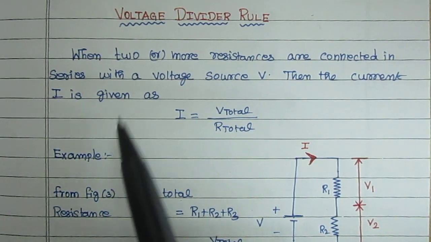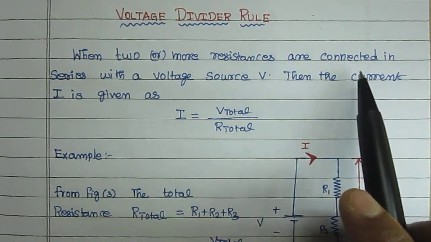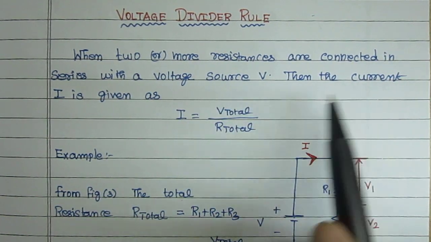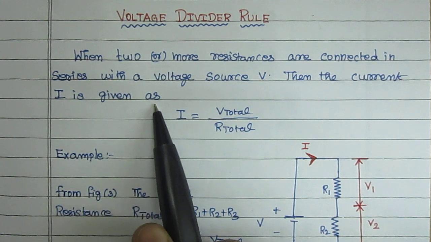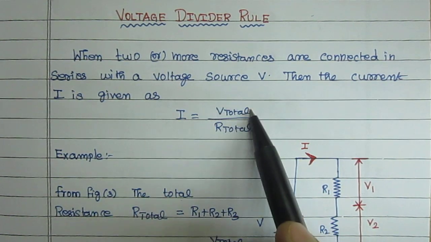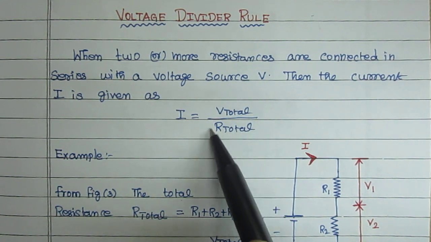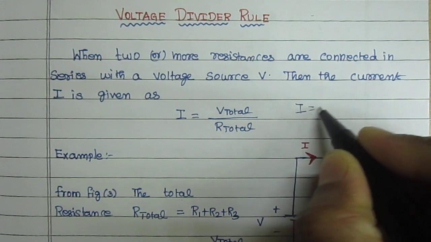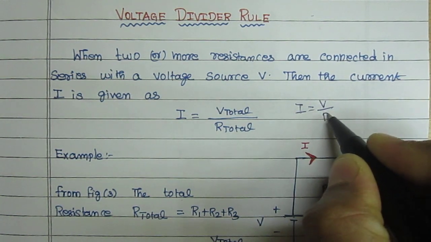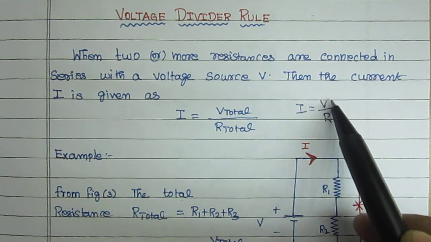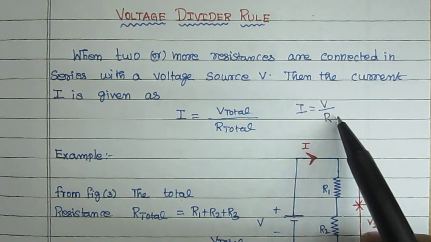When two or more resistors are connected in series with a voltage source V, the current I is given as I equals V, the total voltage, divided by the total resistance. Already we studied this concept, I equals V by R in Ohm's law. The same concept we are going to discuss. This V is the total voltage and R is the total resistance.